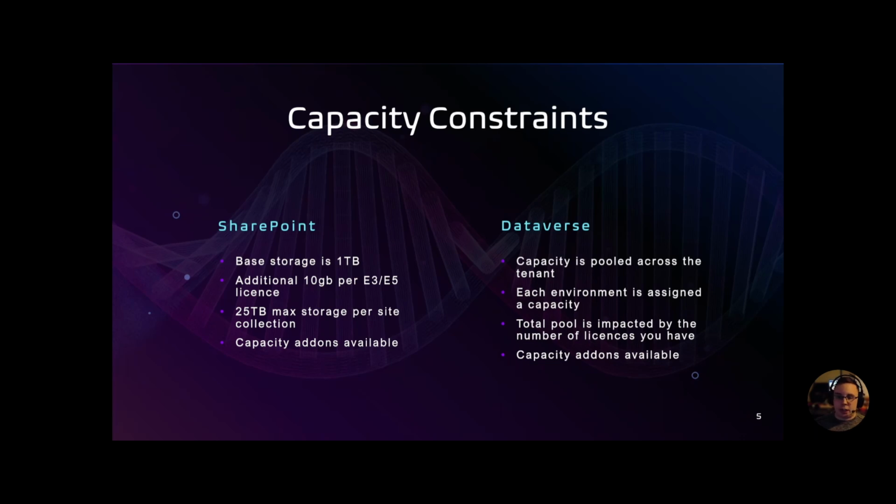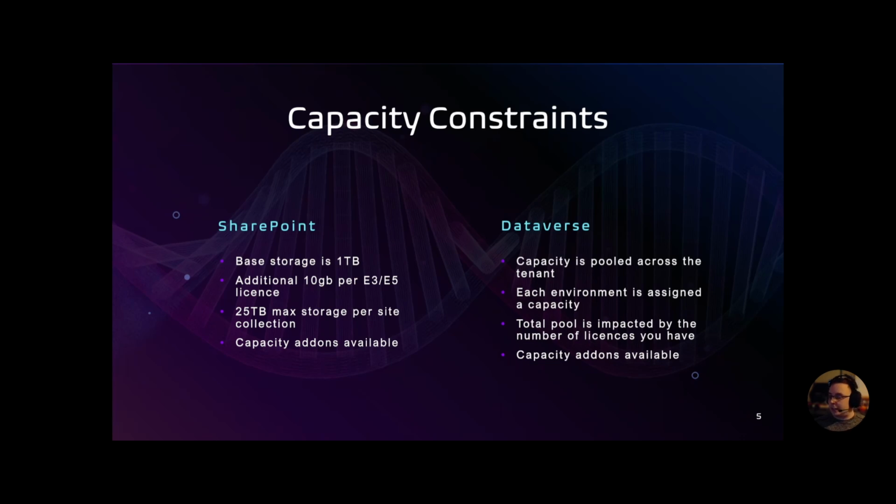So, for instance, let's say, and there's no clean documentation on this, but let's say you start with 1 terabyte of Dataverse storage, and you have 10 users who have a per user license. Each of those might give you 10 gigabytes extra on top of your base capacity. And at that point, you're starting to look into, oh, okay, so the more users I have who are licensed, or the more apps I have that are licensed, the more total pool and total capacity I have.